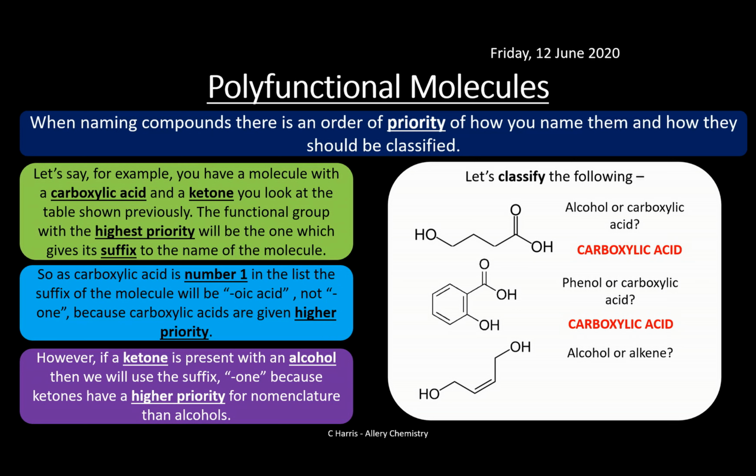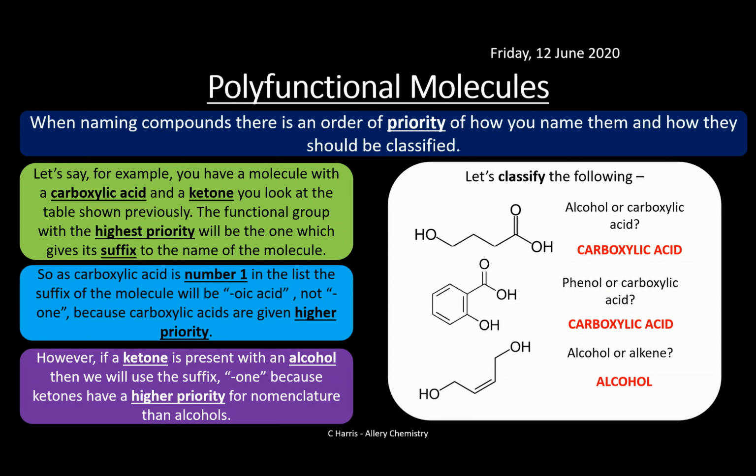Excuse me. Okay, which one takes priority? Well, the priority one in this case is going to be an alcohol. So we name this as an alcohol, so it must end in "ol," okay, because that's the highest priority. So we give the suffix of this compound "ol," or in this case it's diol because we've got two alcohol groups either side. So I hope you've kind of got the idea of that.